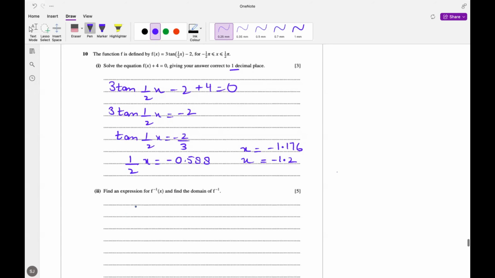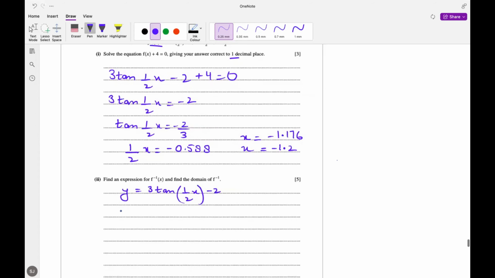In part 2, we have to find an expression for f inverse of x. Now the method to find the inverse of a function is, first of all, in place of f of x, we'll write y. So we'll write y equals 3 tan half x minus 2. Now before finding the inverse, we'll replace y with x and x with y. So this will become x equals 3 tan half y minus 2. Taking 2 on the other side, we'll get x plus 2, and dividing by 3, we'll get x plus 2 upon 3 equals tan of half y.